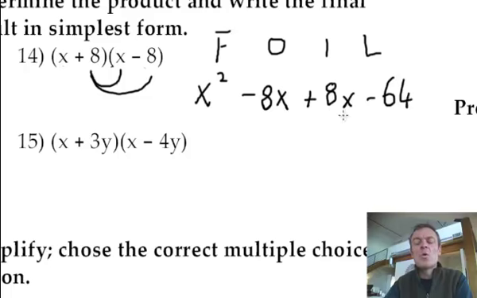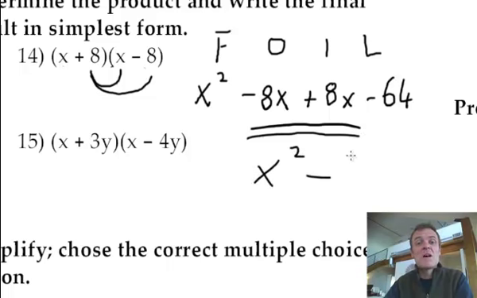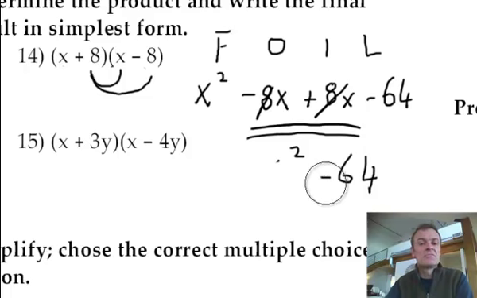Now, remember, this doesn't always happen, but with this one, you can combine the middle two, but they've cancelled. The answer to this is just x squared minus 64. That's the answer, because positive 8x, negative 8x, no x's. Okay? That's it for question 14. How about question 15? So I'm going to erase that. Pause it if you need to.